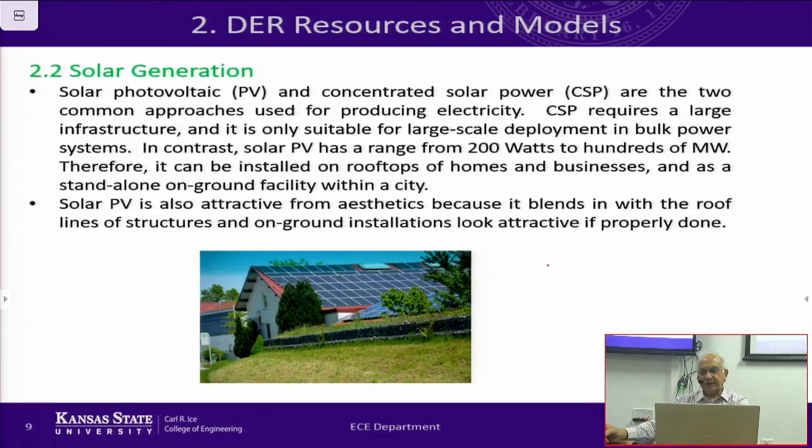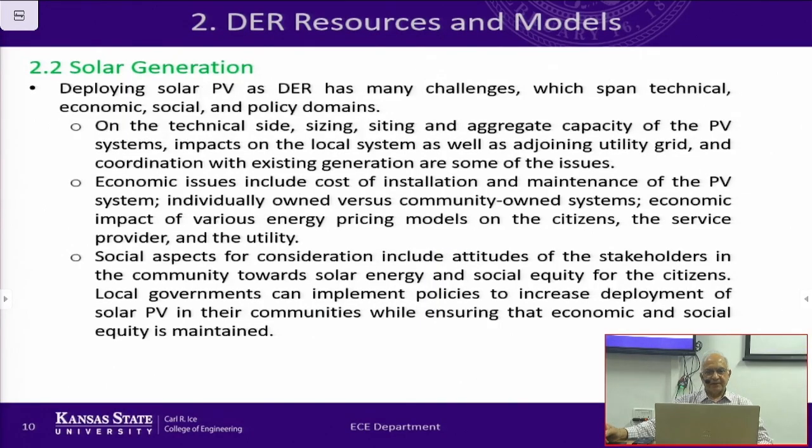But the problem is that it's not that easy to have solar generation at the distribution level, because there are issues of how big they can be, where they should be placed, and whether they are going to have negative impacts on the utility in terms of reverse power flow, voltage problems, and protection problems. There are so many issues. These are the technical issues.